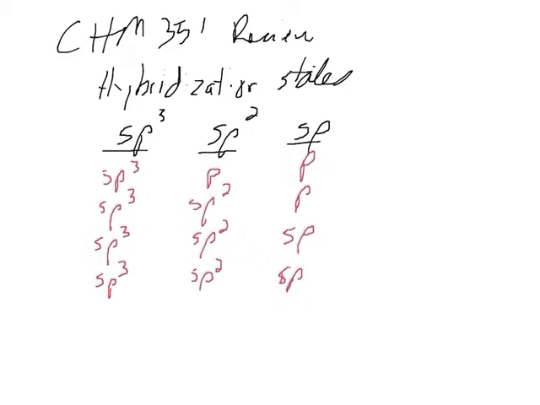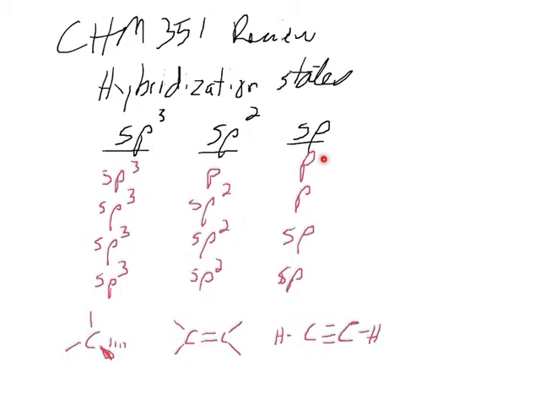An example of an sp3 hybridized atom is simply a carbon with no pi bonds. An sp2 would be an alkene with 1 pi bond. Pi bonds are formed from p orbitals. An example of sp hybridized would be an alkyne, which of course has 2 pi bonds, which means it must have 2 p orbitals. Only p orbitals form pi bonds.